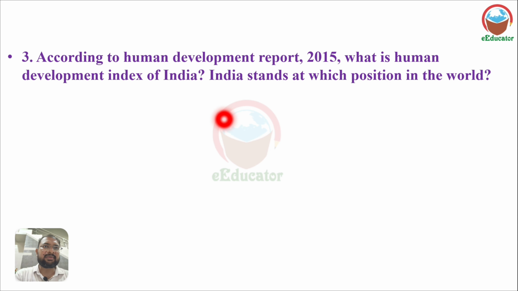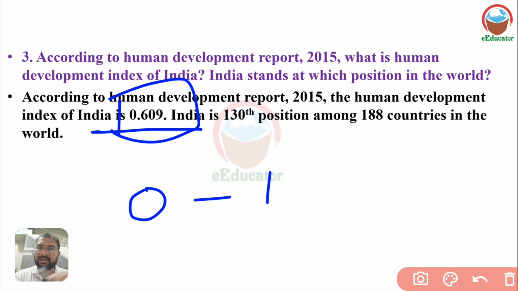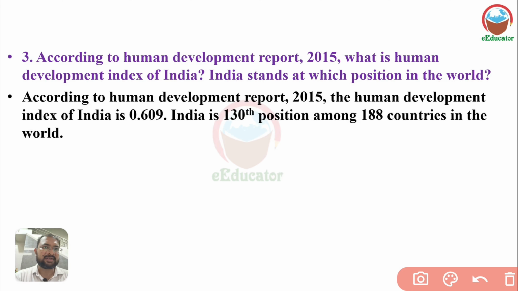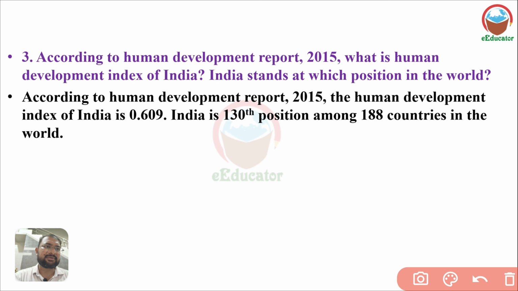Third question: according to the Human Development Report 2015, what is the Human Development Index of India? India stands at which position in the world? According to the Human Development Report 2015, the Human Development Index of India is 0.609. The Human Development Index is considered from 0 to 1; the number comes between 0 and 1. So it is 0.609, and India is at 138th position among 188 countries when the data was declared. In 2015, 188 countries were surveyed and HDI was calculated.